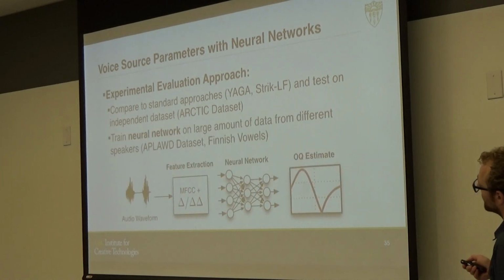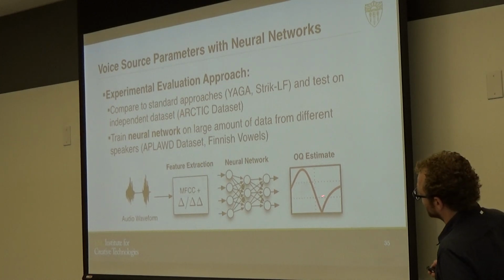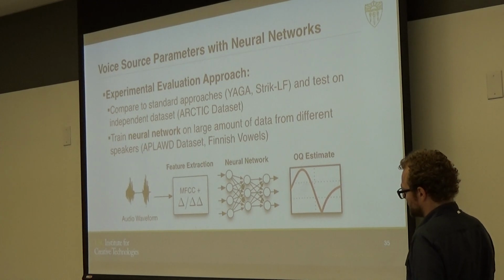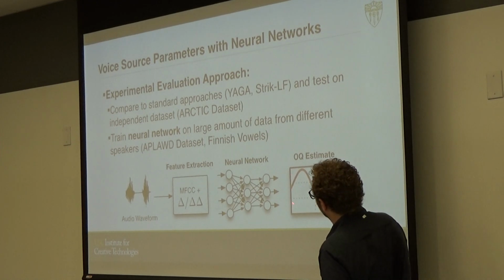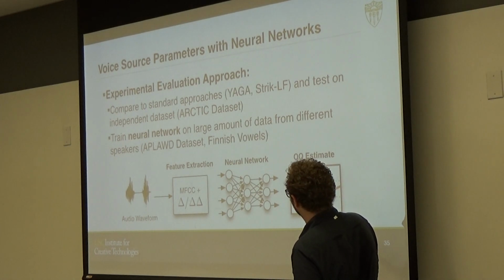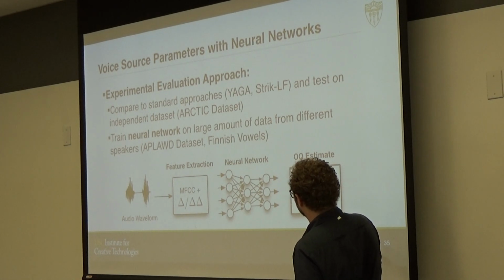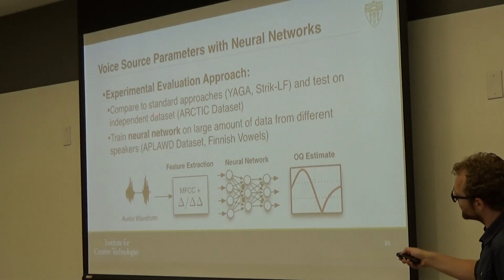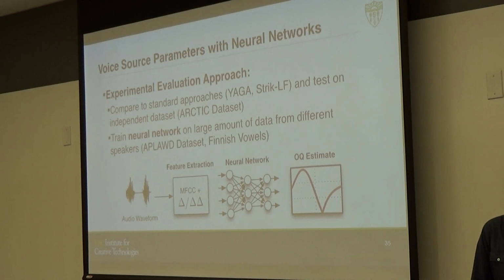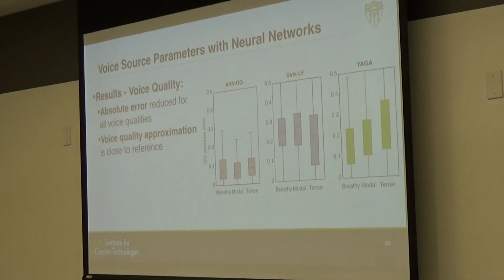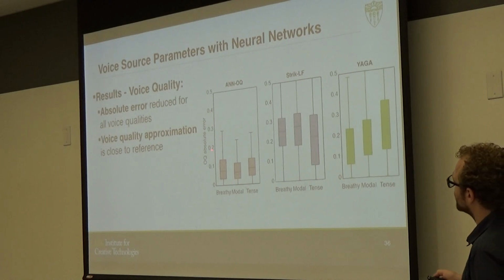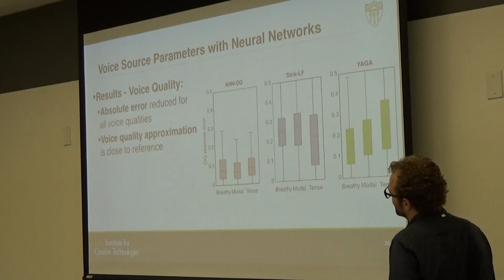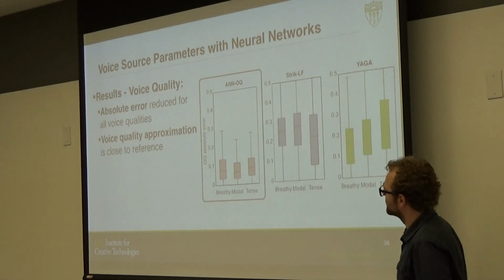And so we train our neural network, and it looks like this. In this case, we just extracted MFCCs and deltas, and then we extract only one parameter, which is the open quotient, from here to here. We train on 2 sets, and we test on the 3rd data set. And what we found is that in all the cases, our model is outperforming the other approaches, and so we're happy about this.